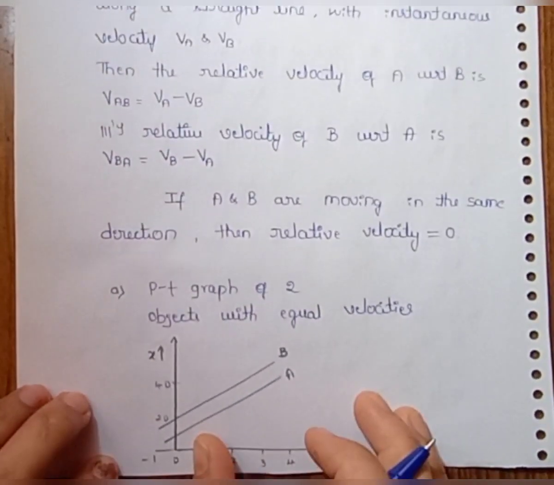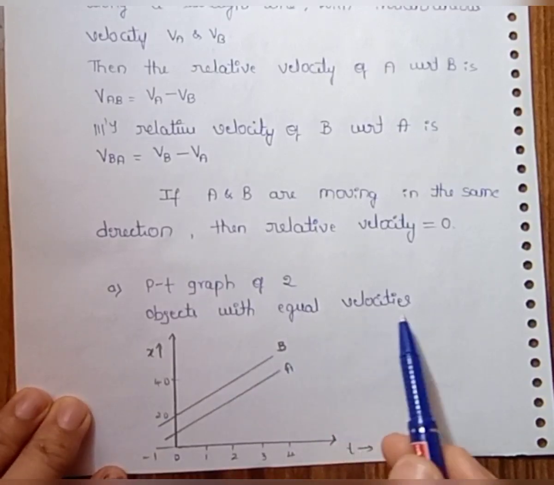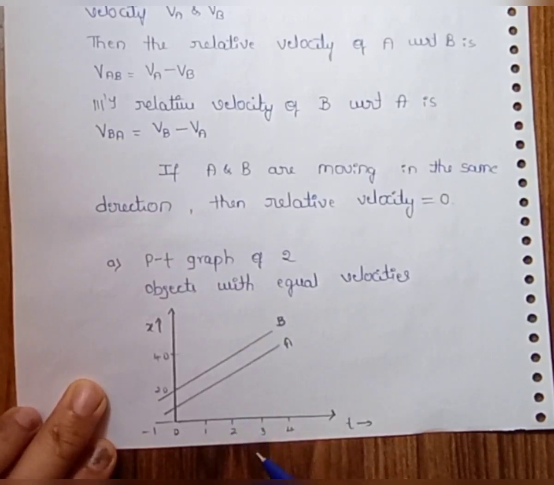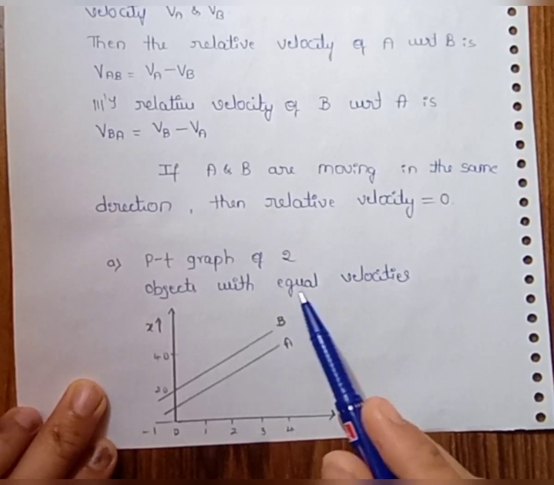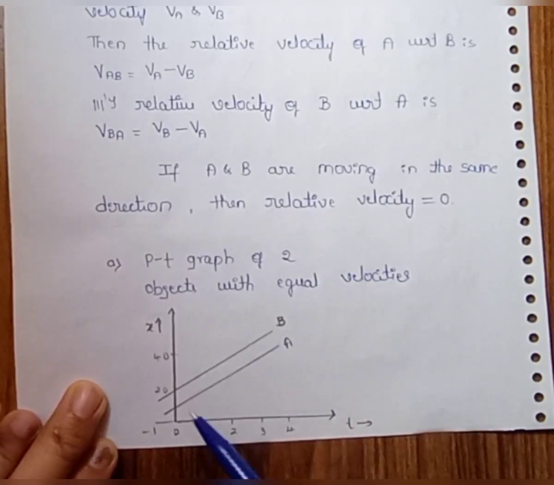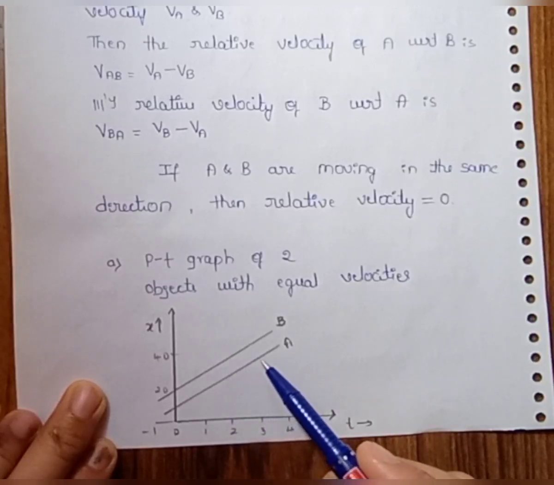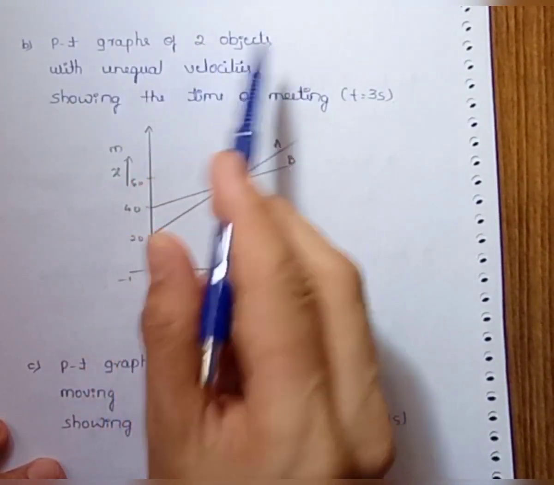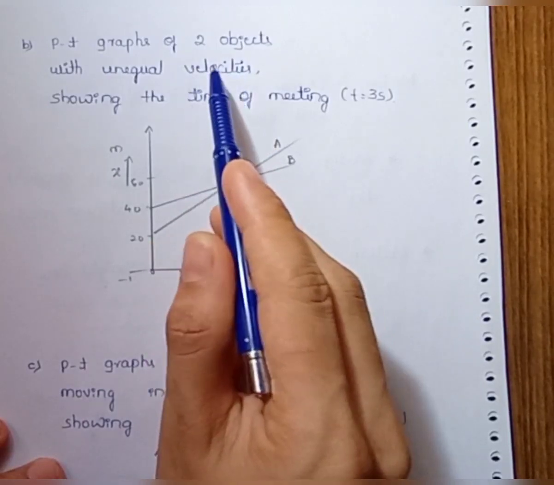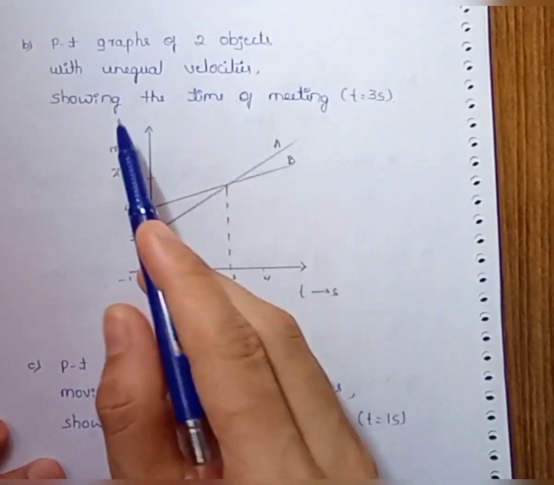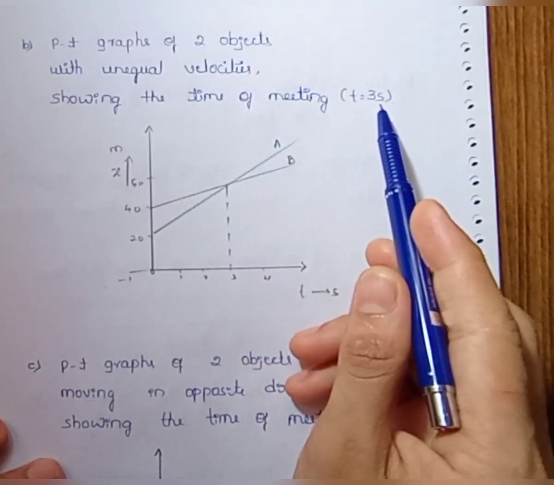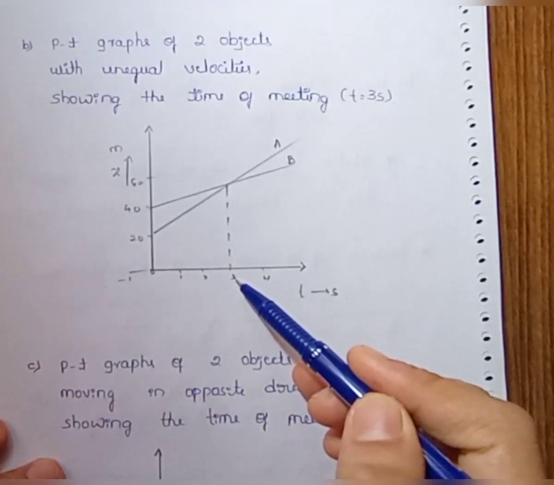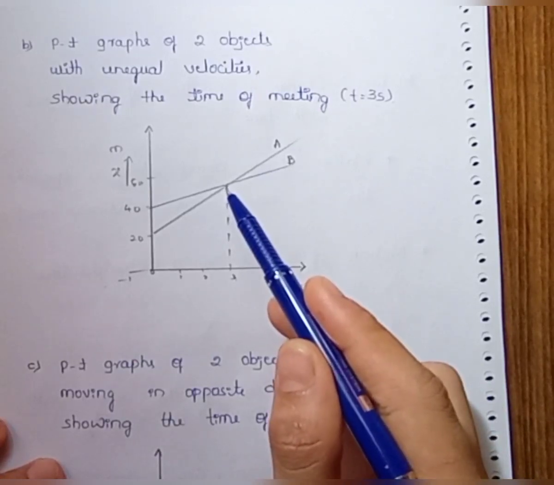Here there are 3 more graphs. That one is the PT graph of two objects with equal velocity. PT graph means position along the y-axis and time along the x-axis. As time increases, if both the objects have equal velocities, both the graphs increase as time increases. In the second case, the PT graph of two objects with unequal velocity. Different velocity means two objects moving with different velocities, showing the time of meeting at t equal to 3 seconds. x along the y-axis, t along the x-axis. At t equal to 3 seconds, both the objects will meet each other.